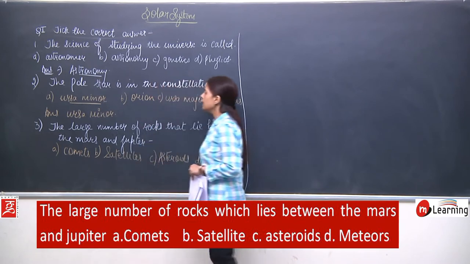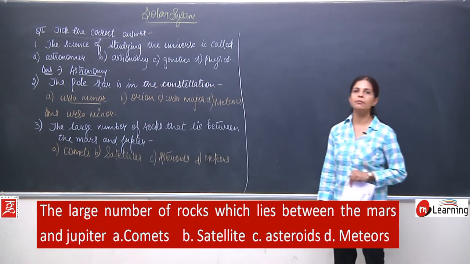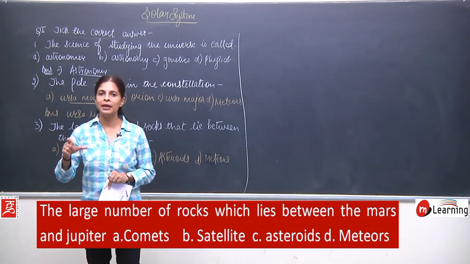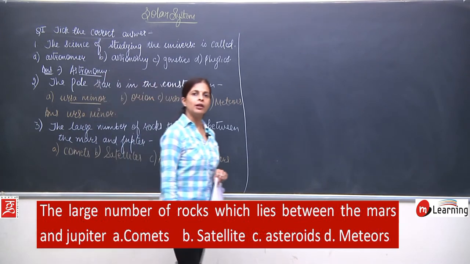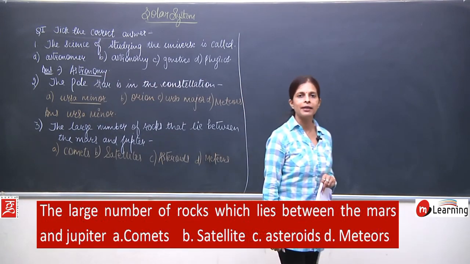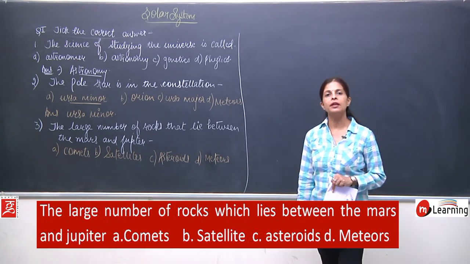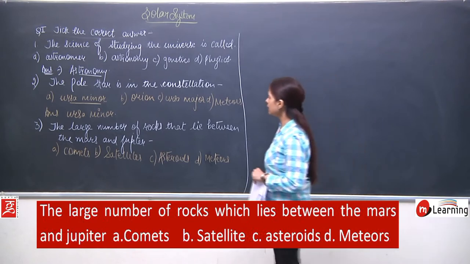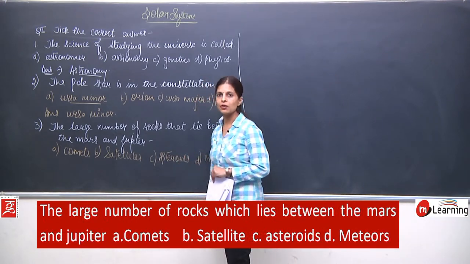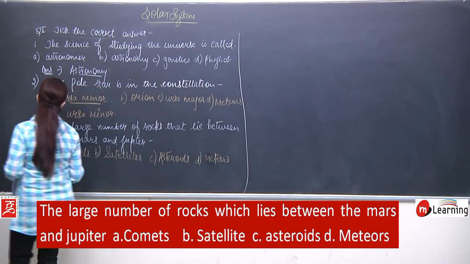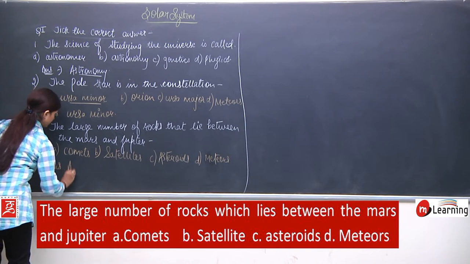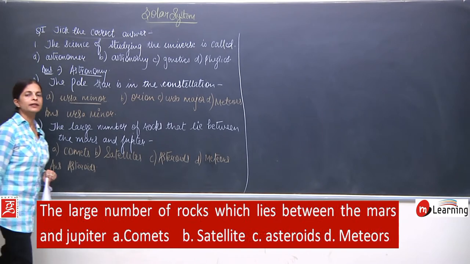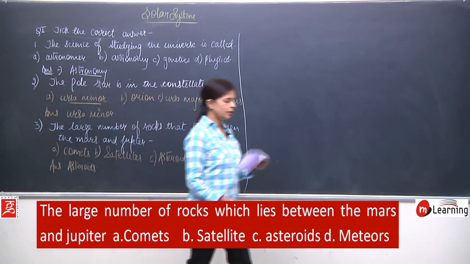Now, the large number of rocks that lie between Mars and Jupiter, we have discussed that they form a big broad belt between Mars and Jupiter. These are also known as the minor planets, and they are made up of rocks and metallic material. The correct answer for this is none other than asteroids. Now we'll move to the fourth one.